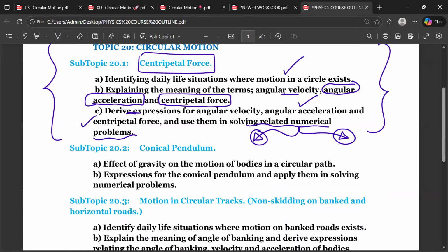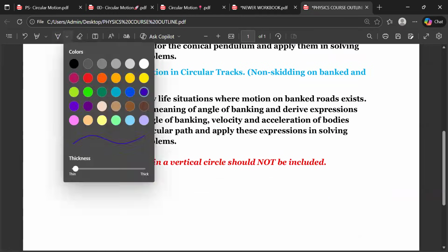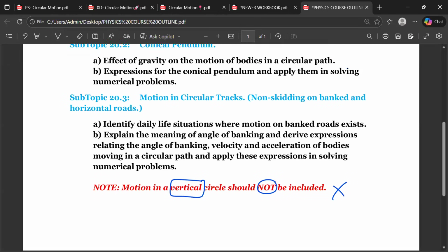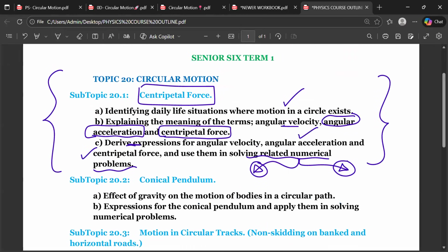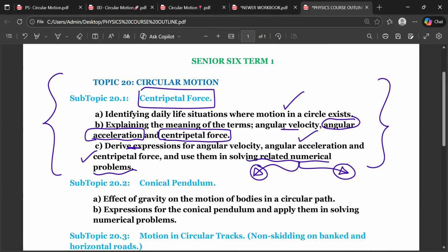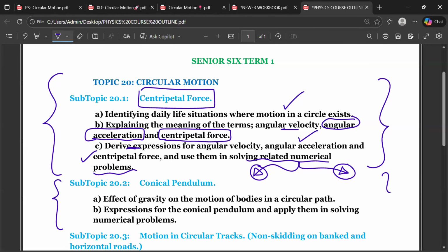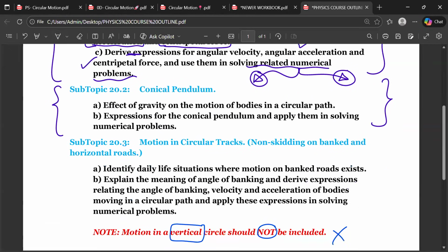Hope you all are aware that the vertical circle is not part of the syllabus. So we are not including it anywhere. If you learned it, it was just good to know, but it wasn't a must. That's the plan for today: angular acceleration, the centripetal force, of course derivations, calculations with numerical problems that have different cases. And then we shall end it at that. The next time, we cover the conical pendulum. This one, we need one class. And then we shall end with these ones.